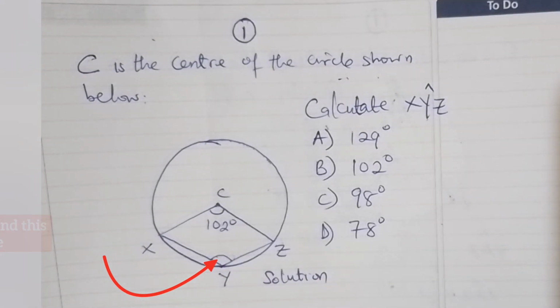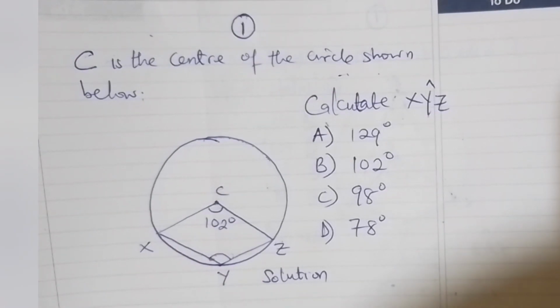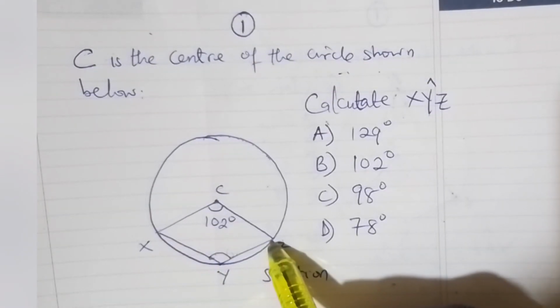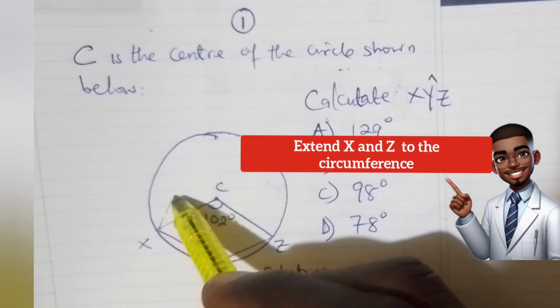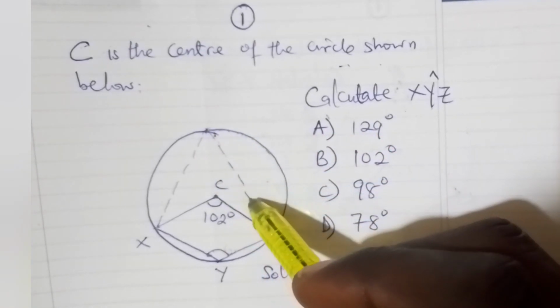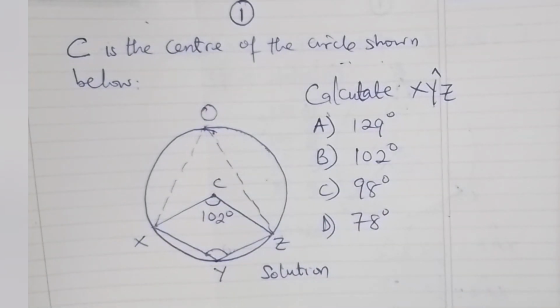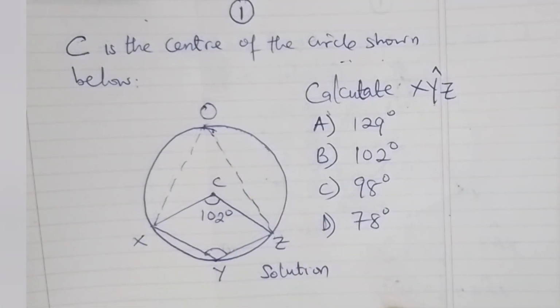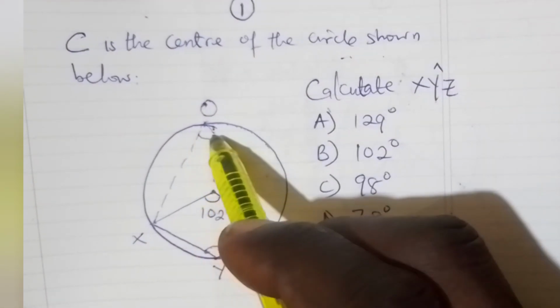When you see a question like this, the first thing that should come to your mind is you try to extend these points X and Z. You try to extend them to the circumference at the top here. So let's move this one up like this, and move this one down here like this. Let's call this part O. So there will be an angle at this point. Don't forget that angles are formed whenever two lines meet or intersect. So there's an angle at this point here.